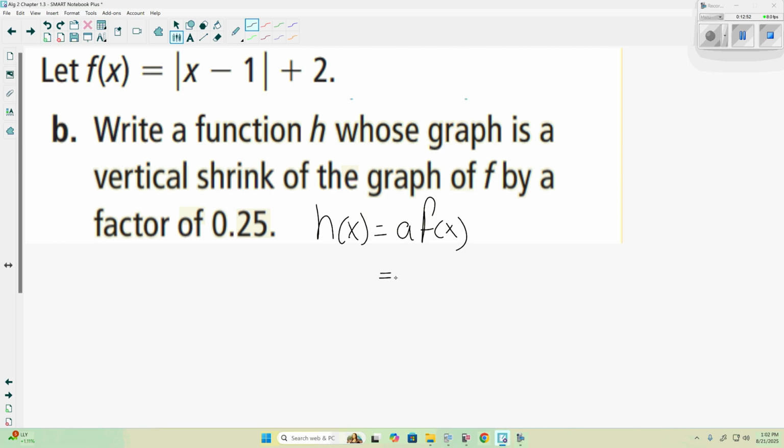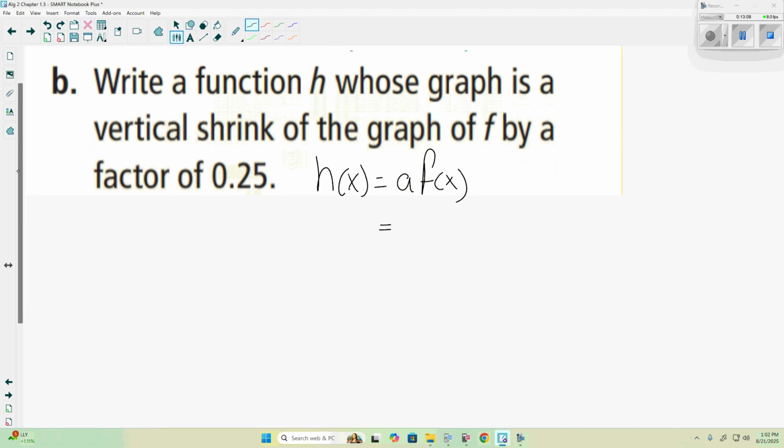0.25. Do I need to do anything to it? We can turn it into a fraction, but besides that, it's vertical, yes? I don't have to flip it. We only flip it or mess with it if it's horizontal. So we can do it as 1/4 or 0.25.